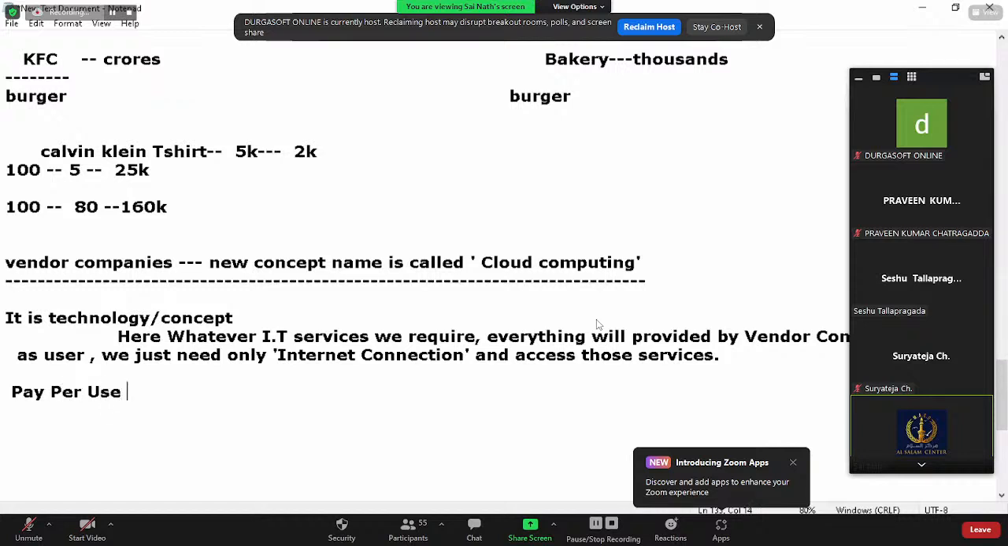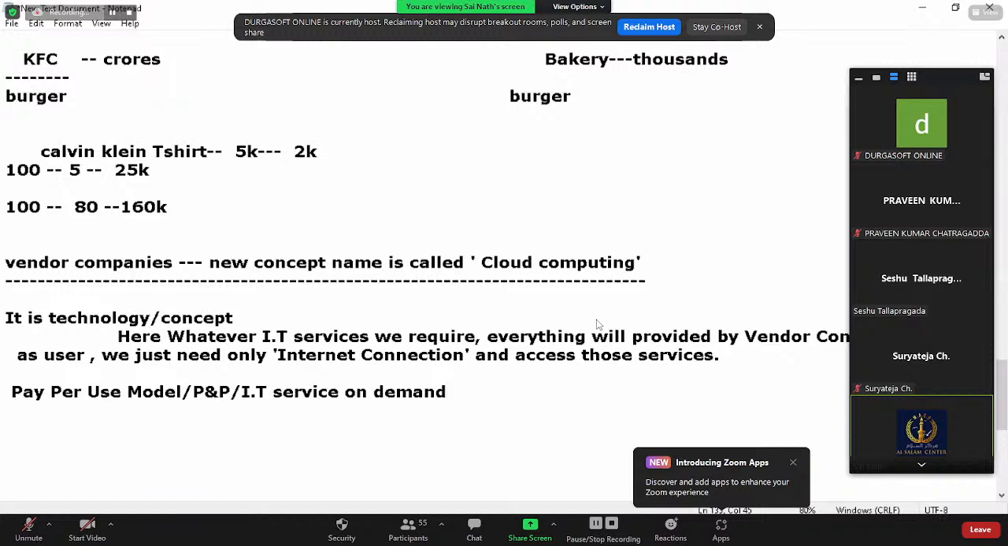Which model? Pay-per-use model. How much services we are using? For that service only we need to pay. You no need to pay anything extra. This is called a pay-per-use model. Can also be called as a plug-and-play model. Can also be called as IT services on demand.